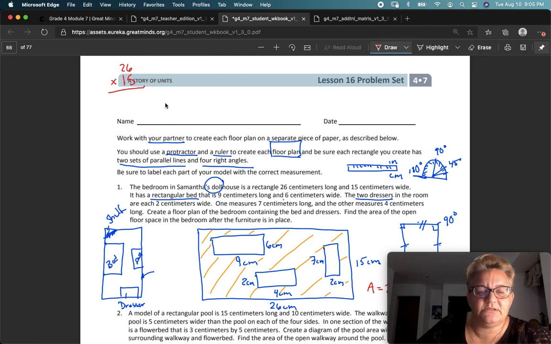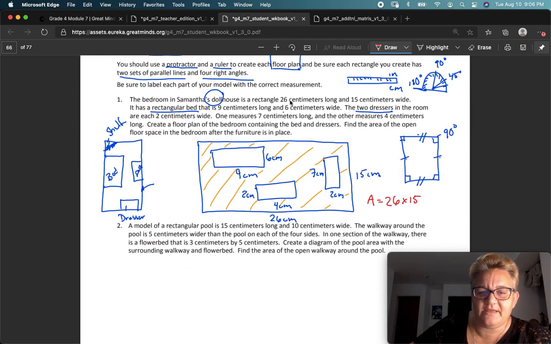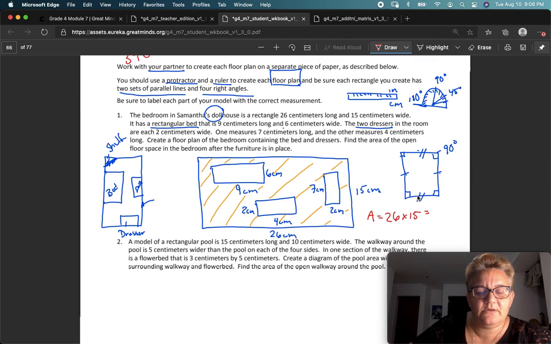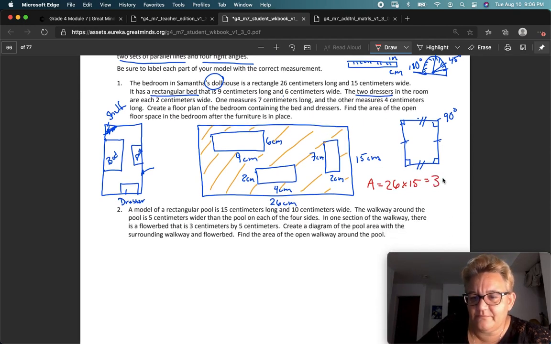numbers for multiplication. 5 times 6 is 30. So I'm going to put the 0 there and 3 here. 2 times 5 is 10. Plus 1 is 13. Then I'm going to drop a 0. 1 times 6 is 6. 1 times 2 is 2. So my answer is 390. Okay, so this whole thing, this whole big rectangle is 390 centimeters squared. Do not forget your label.